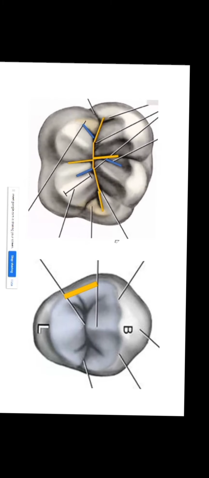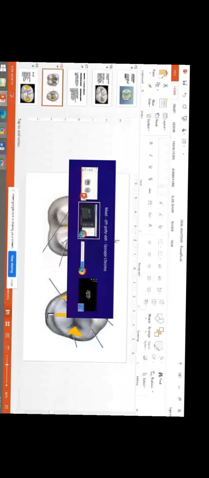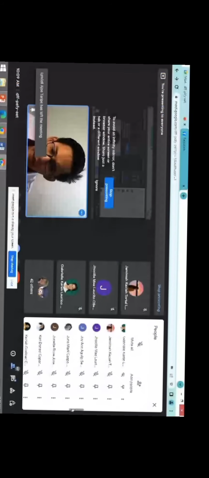It's a linear elevation found on the occlusal of premolars and molars, be it on the mesial or distal aspect. Found on the margins. Marginal ridge, Doc. Okay, correct. Marginal ridge.